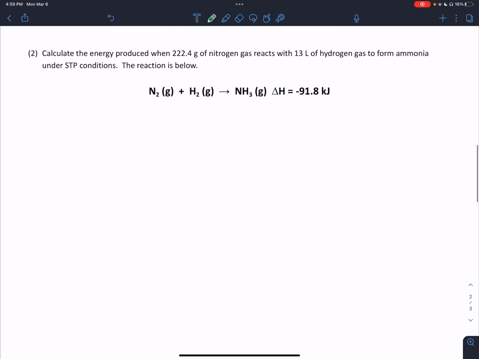All right, let's try this one. This is number 2. Calculate the energy produced when 222.4 grams of nitrogen gas reacts with 13 liters of hydrogen gas to form ammonia under STP conditions. The reaction is below. So N2 plus H2 forms NH3, and we're given the delta H value of negative 91.8 kilojoules. First thing I'm going to do is check and see if it's balanced.